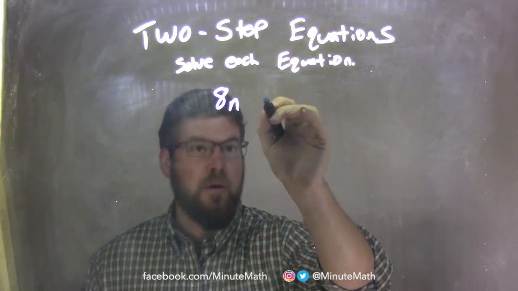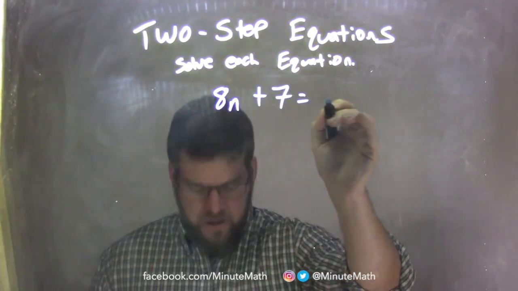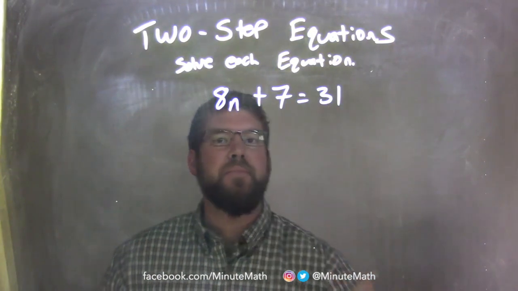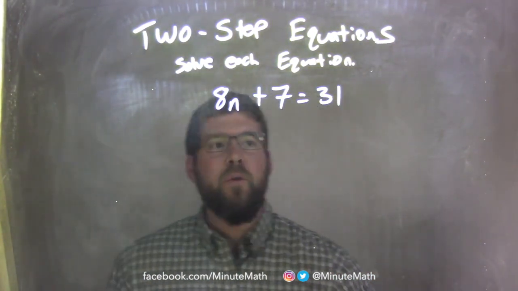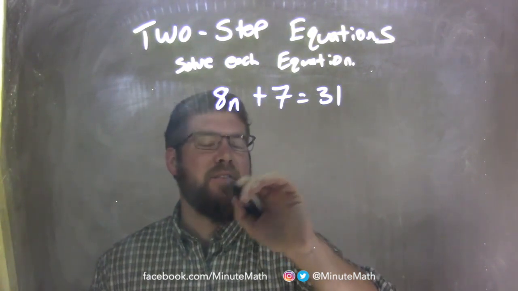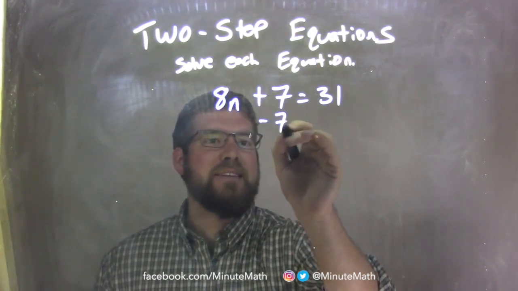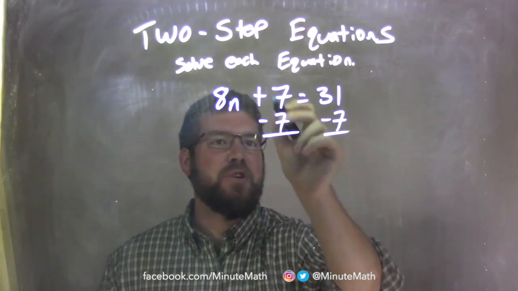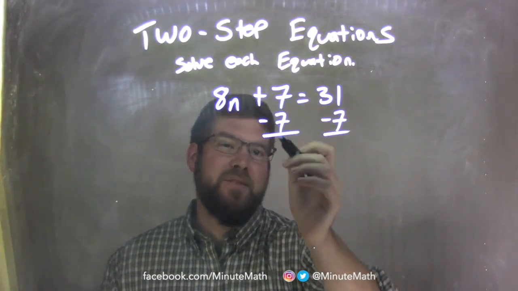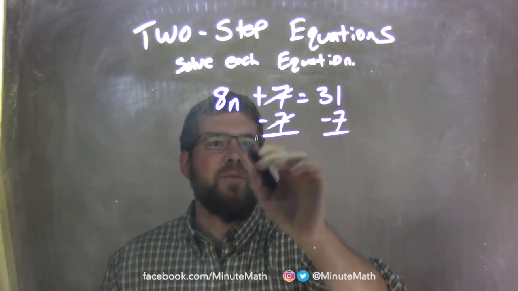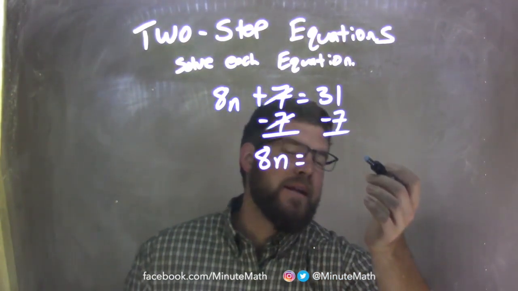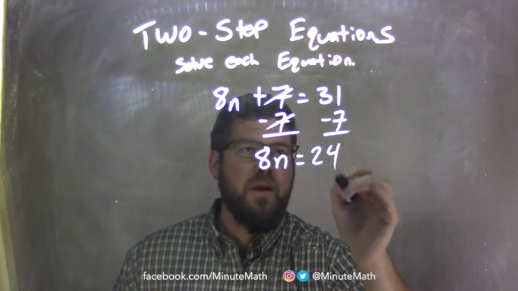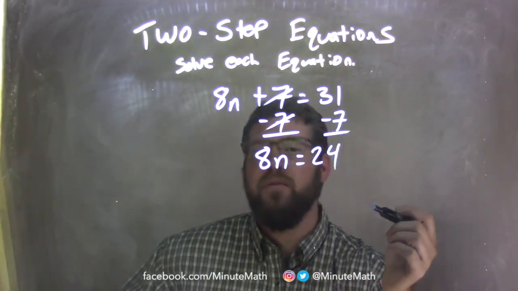8n plus 7 equals 31. So 8n plus 7 equals 31. Well, my first step here is I need to subtract a 7 from both sides. So if I subtract this 7 here, that's the opposite of that addition that's going on, adding 7 and subtracting 7 from both sides. These 7's will cancel, bringing me the 8n down here. And what's 31 minus 7? It's 24. So 31 minus 7 is 24.